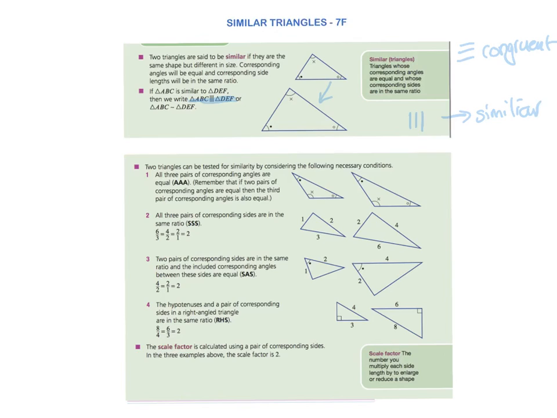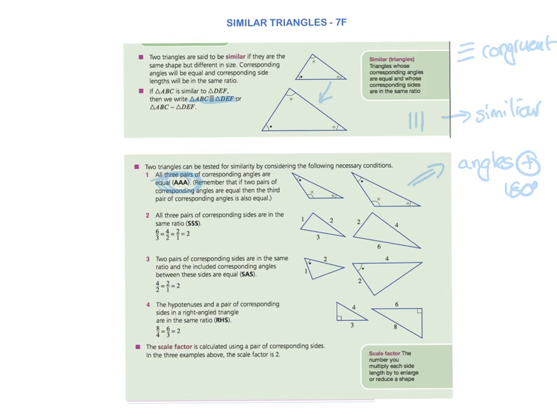The first rule is if all the angles are the same. If you're given 2, you might have to work out the other one. What should the angles in a triangle add up to? 180. Good. So you can test. If all 3 angles are the same, you can say that the triangles are similar.